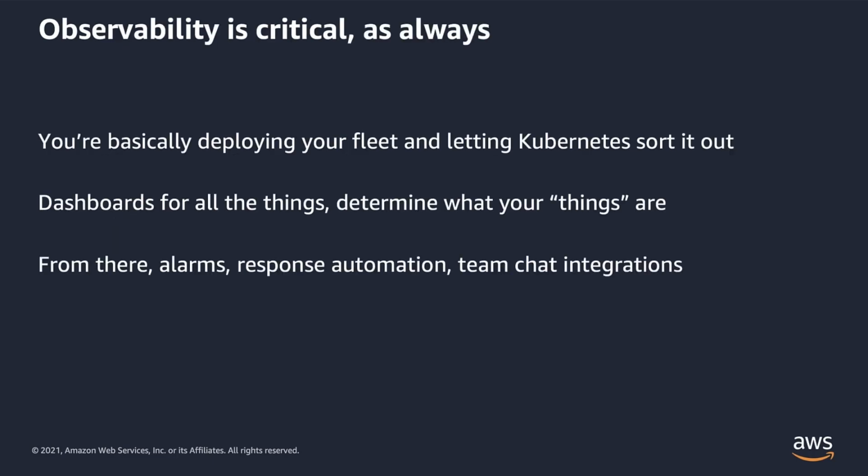One more big aspect here is around observability. Observability is always critical when you're working with ephemeral compute and workloads, especially. We've done a whole lot of work in observability for containers over the last 8 years or whatever. Ephemeral infrastructure requires as much planning. You have to have an idea of what you're looking at, what you're monitoring for. Dashboards for everything, determine what those things are for your team, what's important to you.